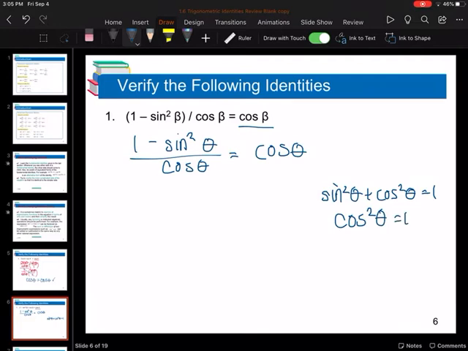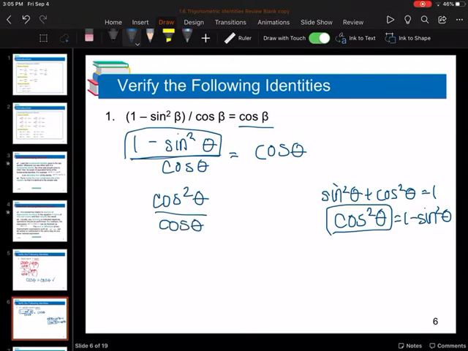So when you do that, you get 1 minus sine squared. So what that means is we can replace the 1 minus sine squared in this problem with cosine squared. And then when you have something squared on top of something linear, you can subtract the exponents. So cosine squared theta over cosine theta becomes cosine theta. And once again, we are happy because we get cosine theta equals cosine theta.